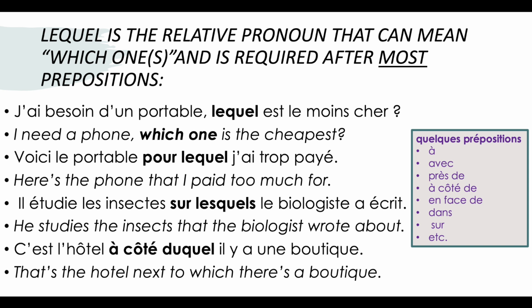In the next example, I have il étudie les insectes sur lesquels le biologiste a écrit. So here we're taking the preposition sur with the verb écrire, so to write about is écrire sur. And then we have lesquels, masculine plural, because we're referring to les insectes, which is masculine plural. And finally, we have c'est l'hôtel à côté duquel il y a une boutique. So we're using à côté de as a prepositional phrase, and since that's going to go in front of lequel, the de and le, as you know already, has to become du, and that is masculine singular because we're referring back to l'hôtel, which is masculine singular.